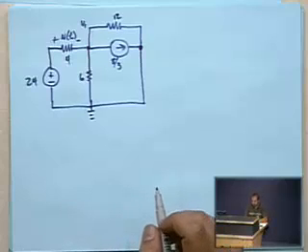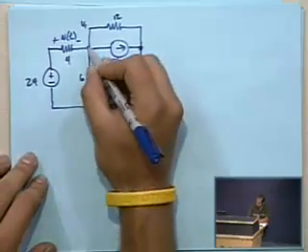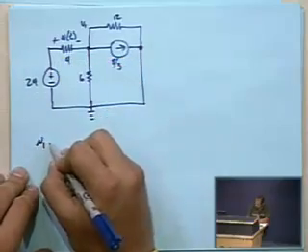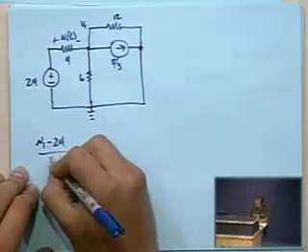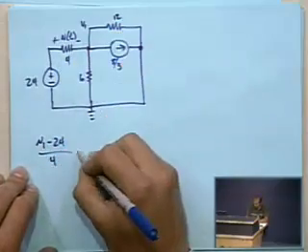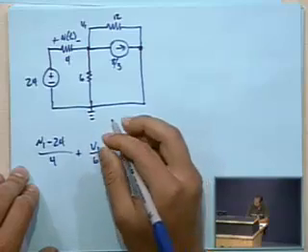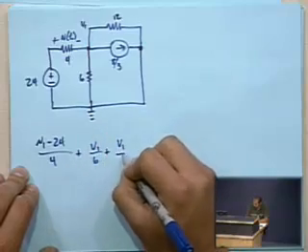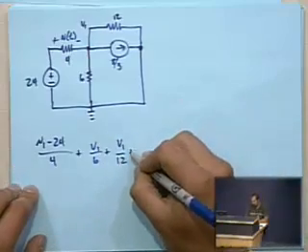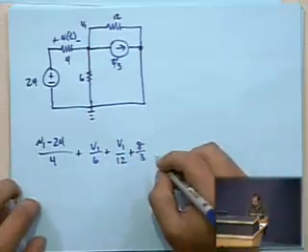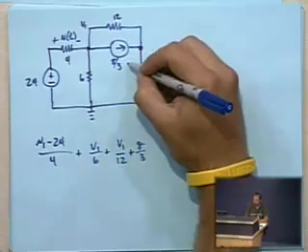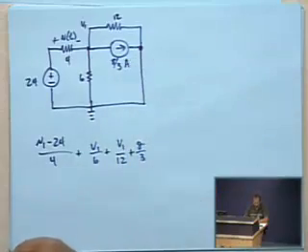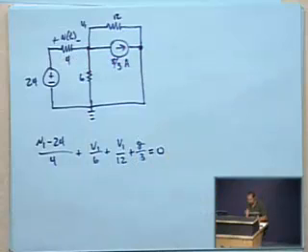So we've just got one equation to write. Coming out of this branch, we have (V1 minus 24) over 4. We've got V1 over 6. We've got V1 over 12. And we've got a positive 8/3 of a milliamp, or sorry, 8/3 of an amp, that are coming out of that. So that should be all of the 4 branches. That should sum to 0.